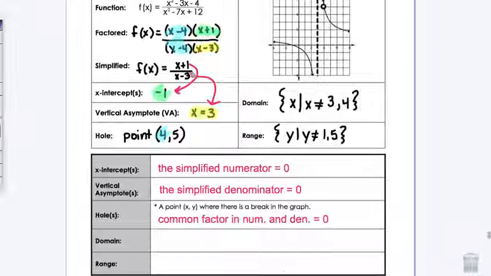So I plug it in here. You can see 4 plus 1 is 5, divided by 4 minus 3, which is 1. So I would have 5 as my y value. It is a point. The hole is a point. And then we talked about the domain a little bit.